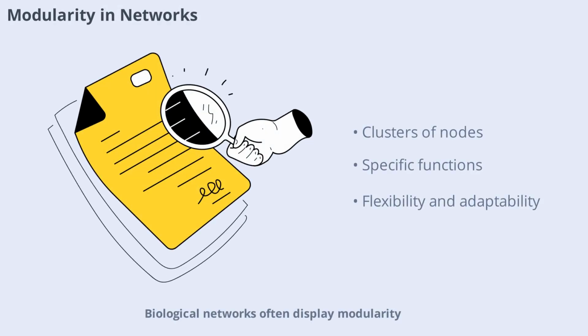Biological networks often display modularity, meaning they are organized into clusters or modules of tightly connected nodes. Each module typically performs a specific function, such as a metabolic pathway or a brain region. Modularity allows networks to be flexible and adaptable, as changes in one module have limited effects on others. This organization is key to the complexity and resilience of biological systems.